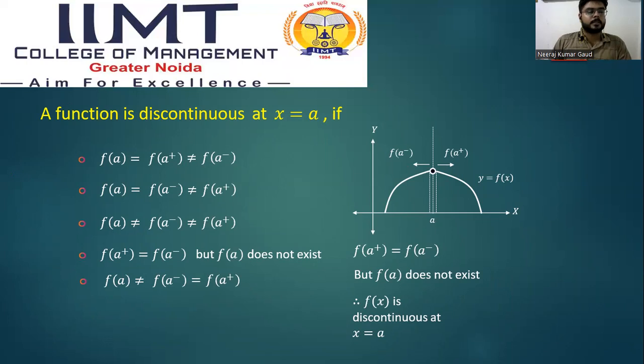Next is f of a plus equal to f of a minus, but f of a does not exist. That is left hand limit equal to right hand limit, but the functional value does not exist. The last one, f of a is not equal to f of a minus equal to f of a plus. That is functional value is not equal to left hand limit as well as right hand limit. So that's an example, that here f of a plus equal to f of a minus, that is left hand limit and the right hand limit both are equal, but f of a does not exist. So f(x) is discontinuous at x equal to a, because at a we have a hole.